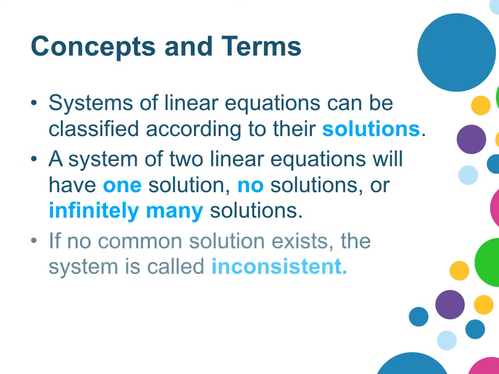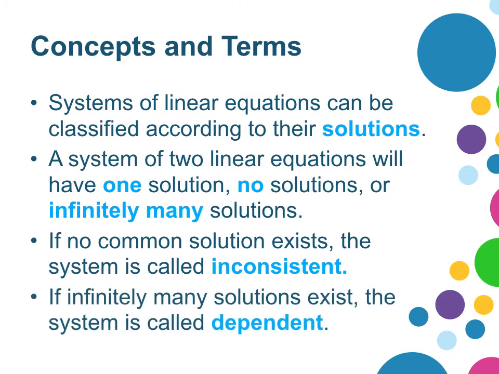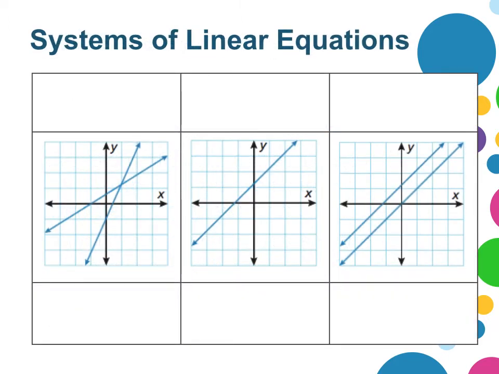If no common solution exists, and the lines are parallel, the system is called inconsistent. If infinitely many solutions exist, we call that system dependent. So sometimes the pictures help us.